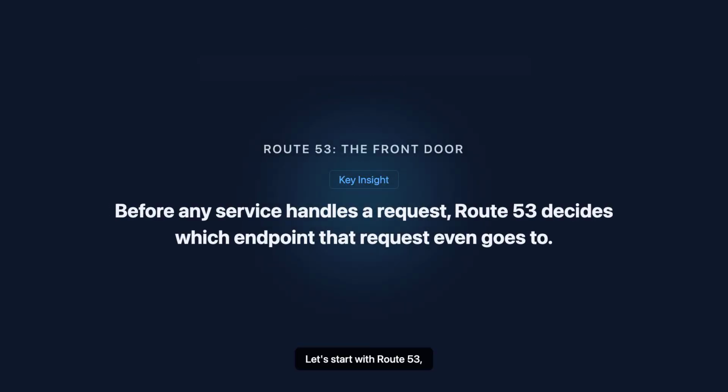Let's start with Route 53, because it's the front door of almost every Amazon Web Services architecture. Before CloudFront caches anything, before Global Accelerator routes anything, before a load balancer even sees the request, Route 53 has already made a decision. Which endpoint does this user's request go to in the first place? It's DNS. And DNS is the very first step in resolving any web request. That position makes it more powerful than people expect.